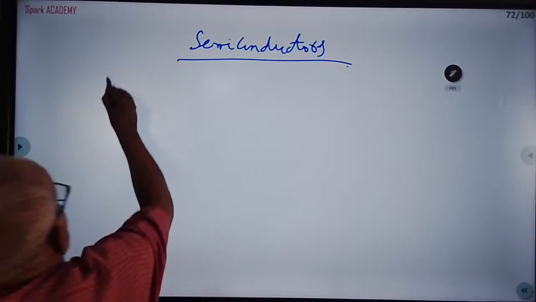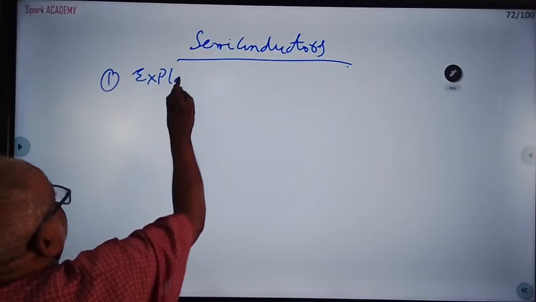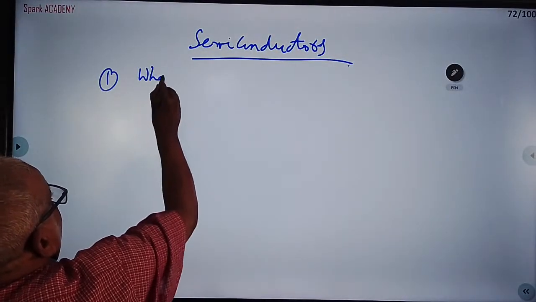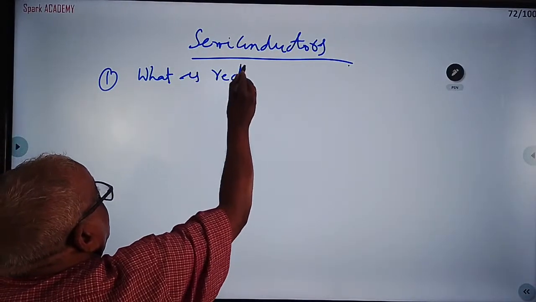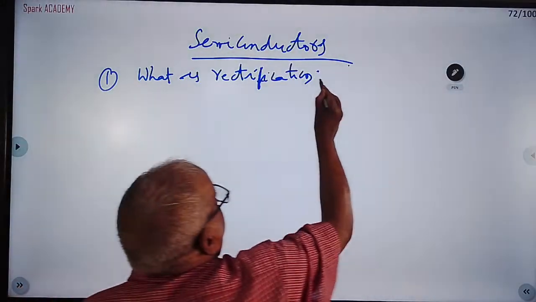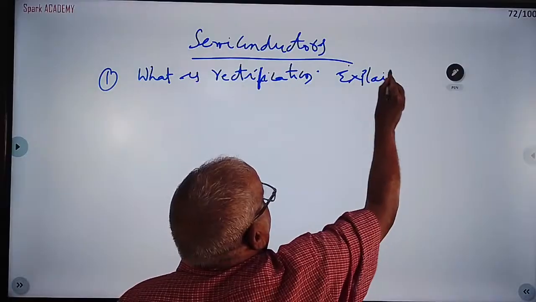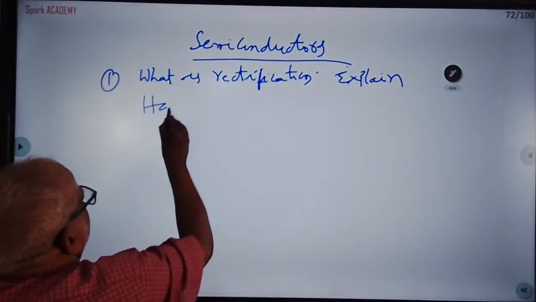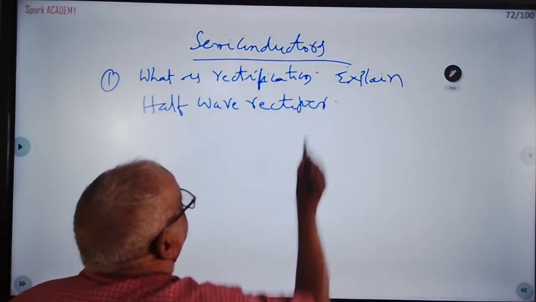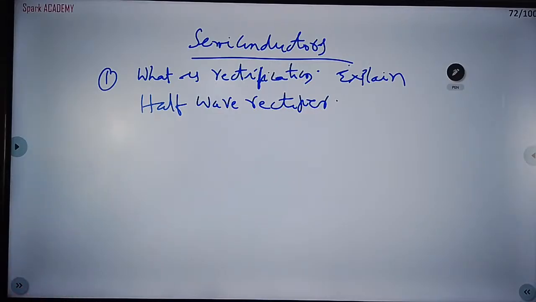In this, first, explain the half-wave rectifier. What is rectification? Explain the half-wave rectifier. This is very important. There are two important questions in this: one is on gates, another is on rectifiers. What is rectification? Explain the half-wave rectifier. This is the semiconductors chapter, a very important chapter.